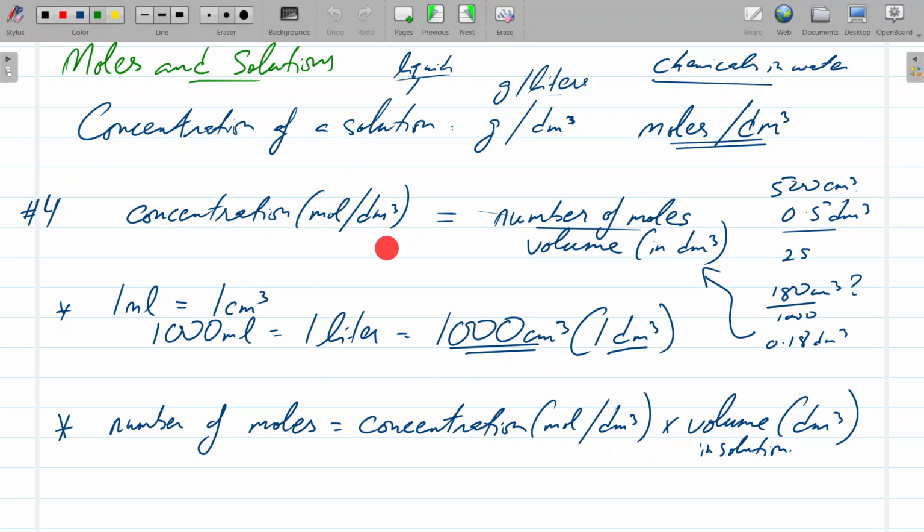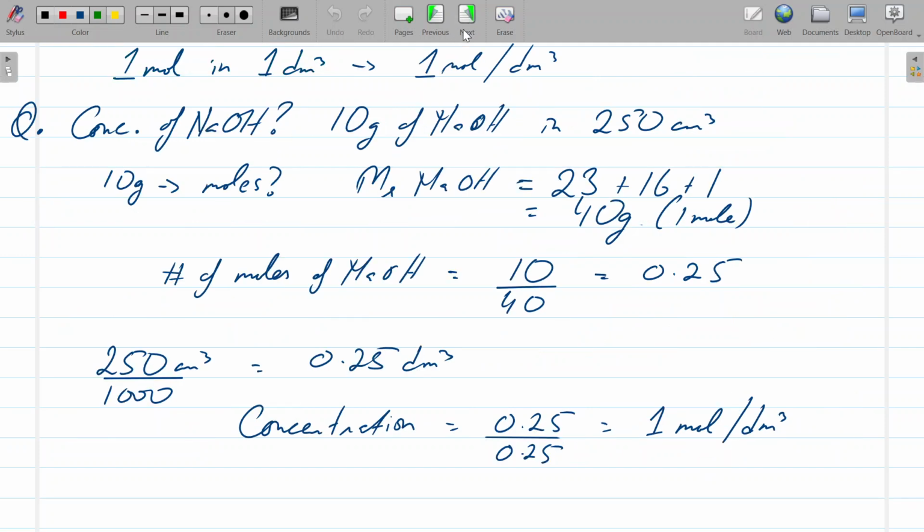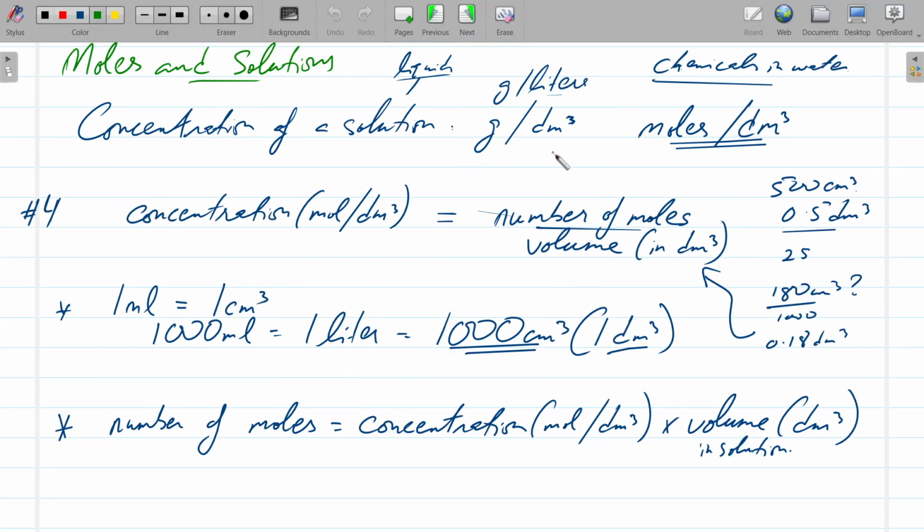And also, if you move this about, number of moles is concentration multiplied by volume of the solution. So some questions relating to that. And every time what we did was convert the given volume into decimeter cubed, because that's what we need, right?